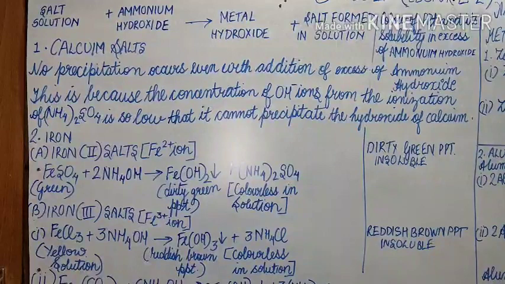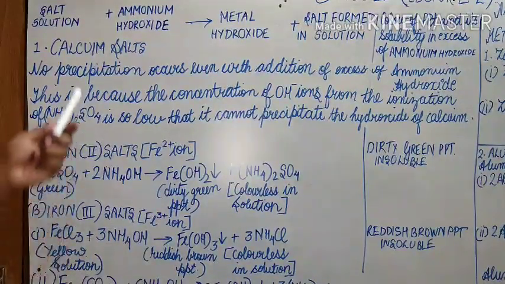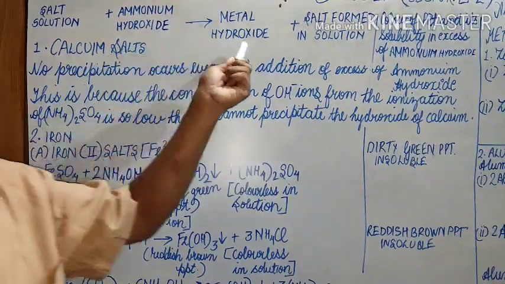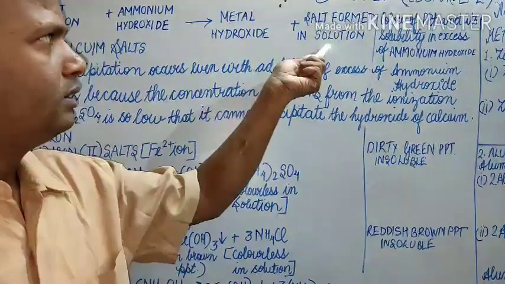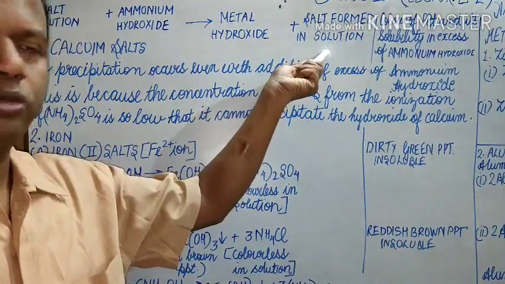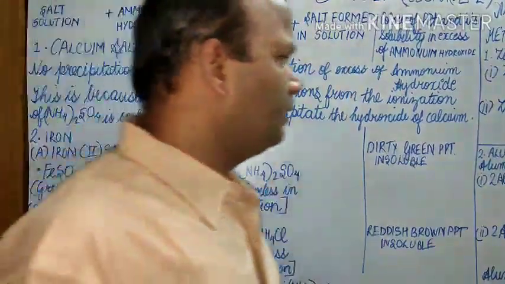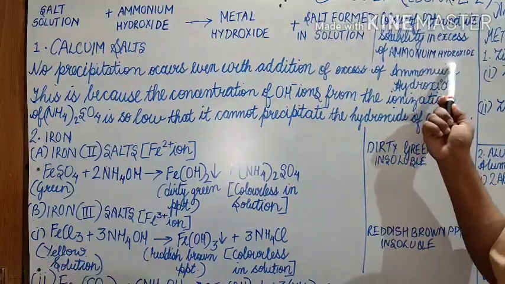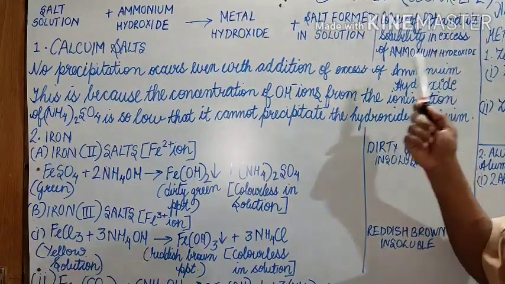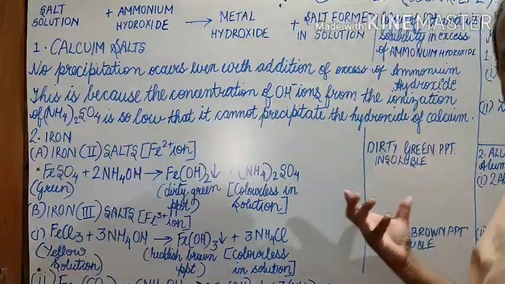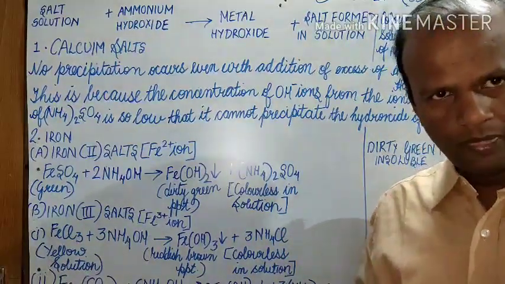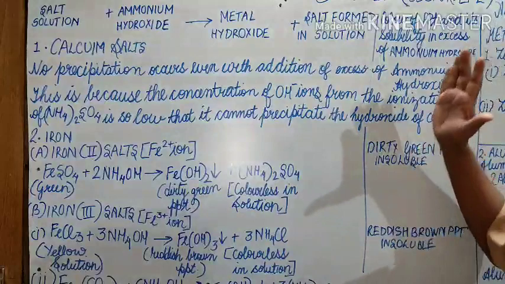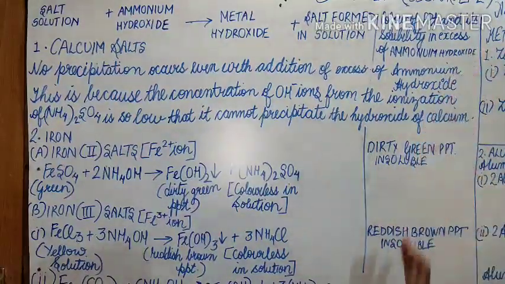So dear students, before you we have the chart, and it's well given in your book also. With the salt solution, we are adding ammonium hydroxide drop by drop, and then we are getting metal hydroxides, and the salt formed in the solution is a soluble one. This is the first step. After that, we add it in excess and observe what happens to the color first, and whether it is soluble or insoluble. This portion is to be crammed. It's very, very important, keep it in mind.